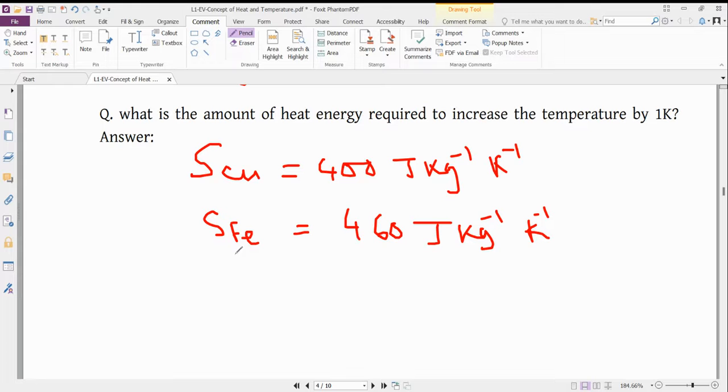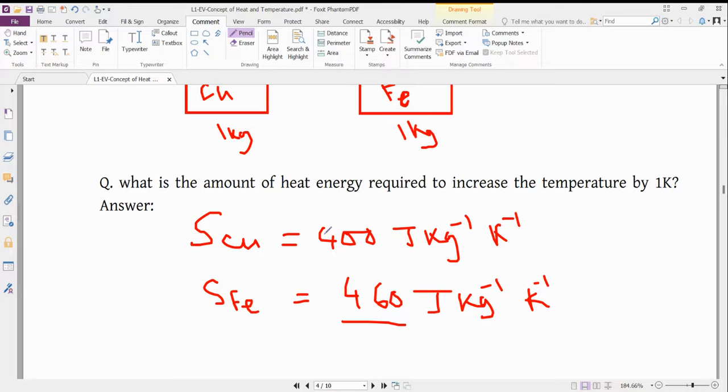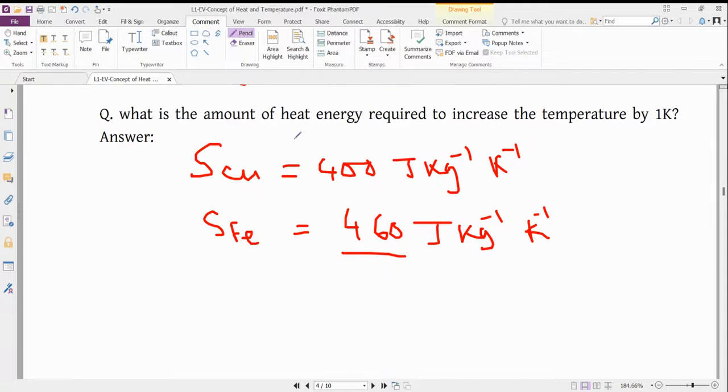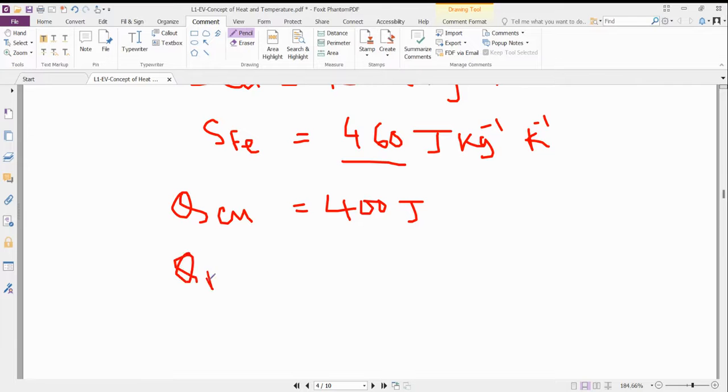Now, as the specific heat of iron is 460, which is higher than copper, that means we have to give a higher energy to the material Fe, iron, because the specific heat is higher. So we can write that the supplied energy for copper is 400 joule and supplied heat energy to iron is 460.